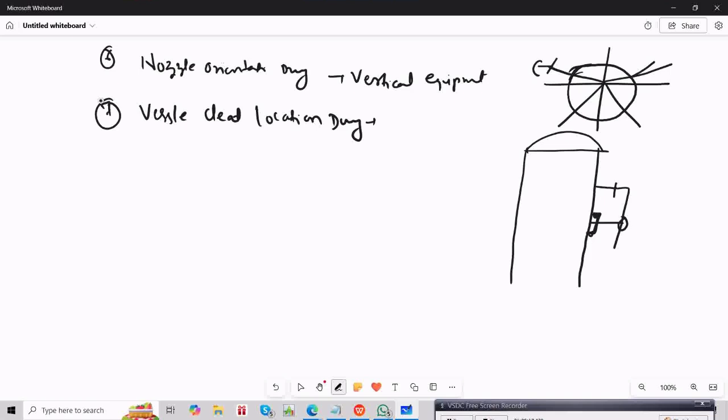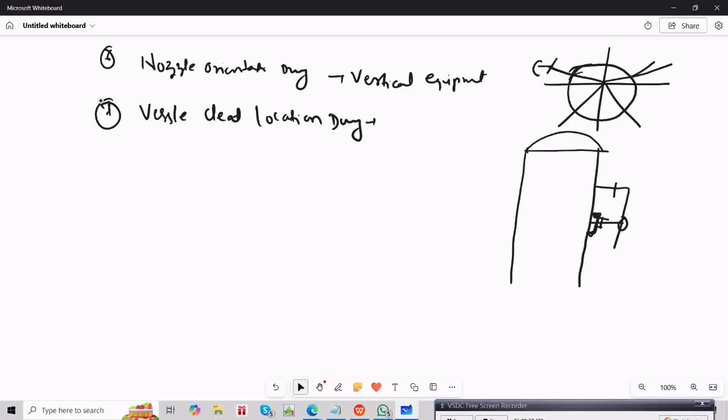You have to give the information of the cleat so that the vendor of the column will provide the cleat at this location. You just have to put your support here and bolt it. So this vessel cleat information is very, very important output from piping.